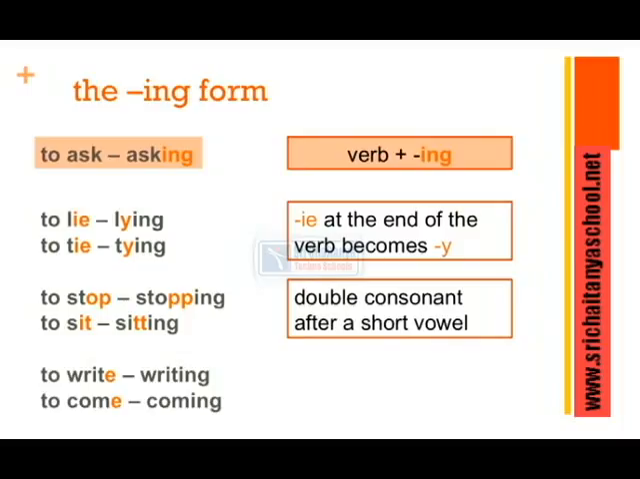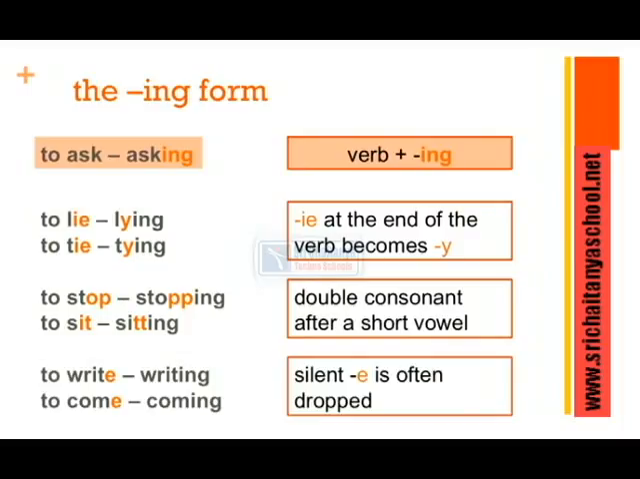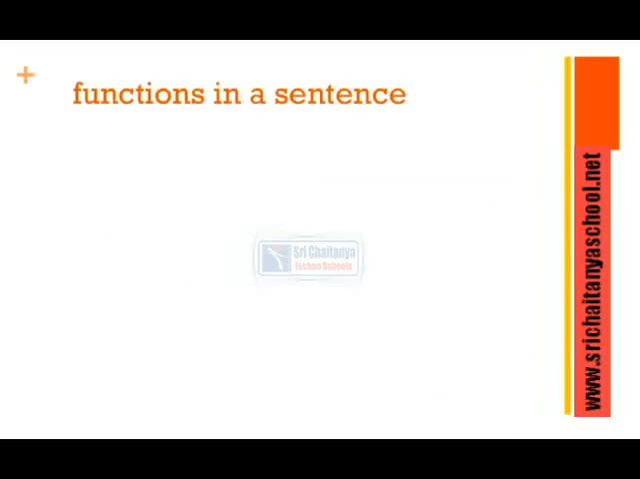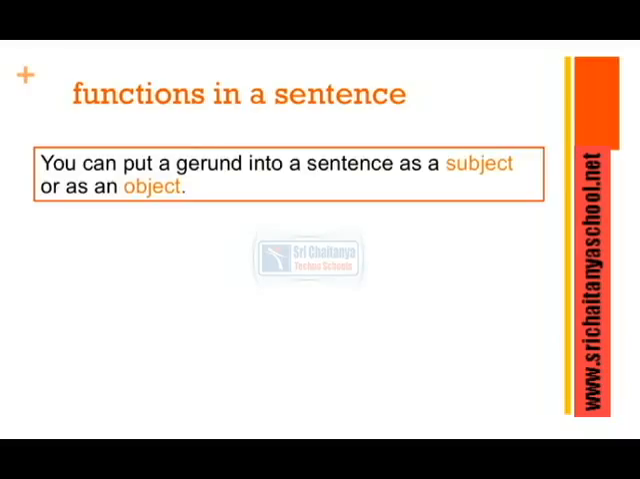And don't forget, writing, coming. The silent E is often dropped in the ing form. There's only very few exceptions where the E actually stays in. All right, let's continue. What functions can the gerund have in a sentence? It can be put into the sentence as a subject or as an object.